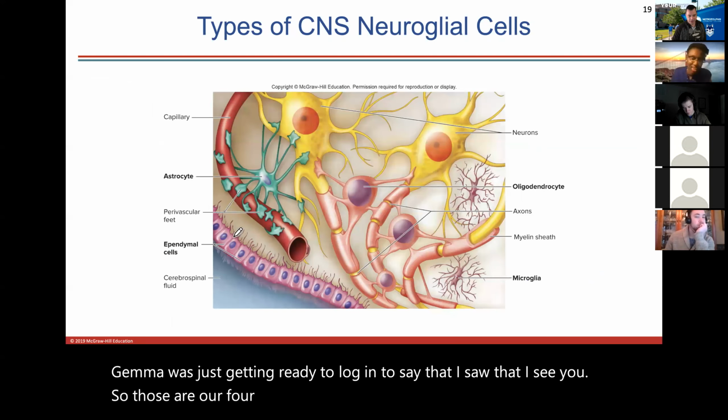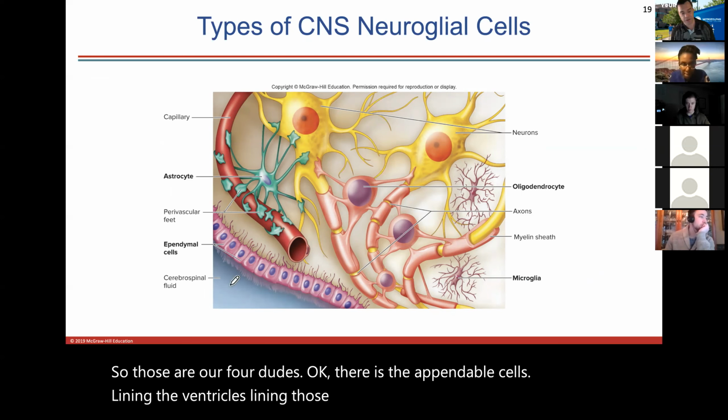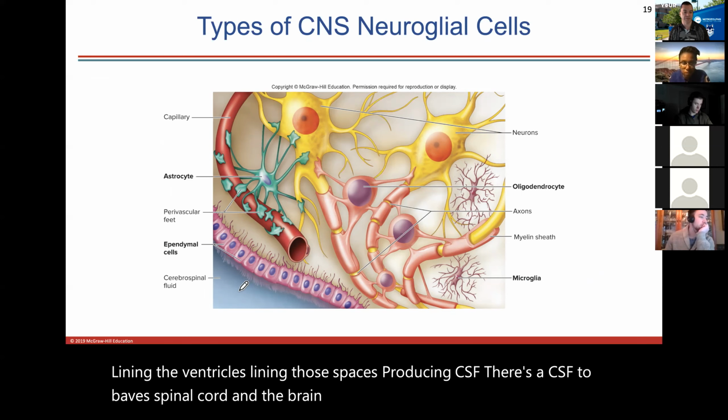Okay. There's the ependymal cells lining the ventricles, lining those spaces, producing CSF. There's the CSF that bathes the spinal cord and the brain, buoyancy, provides nourishment, all that fantastic stuff.